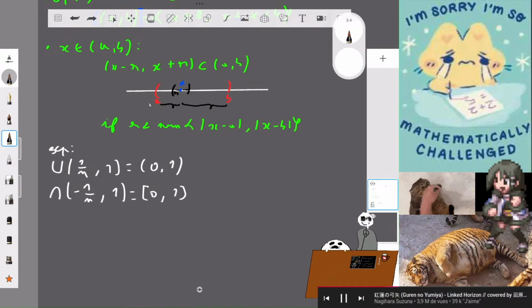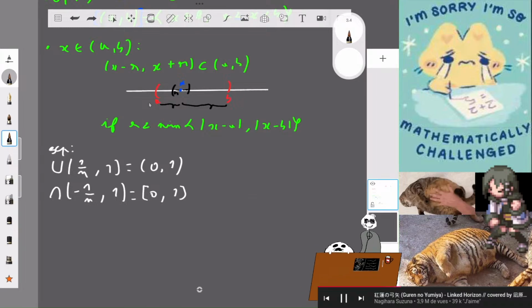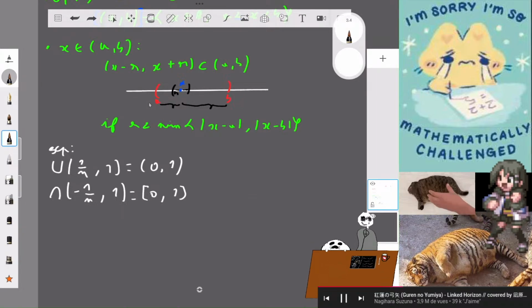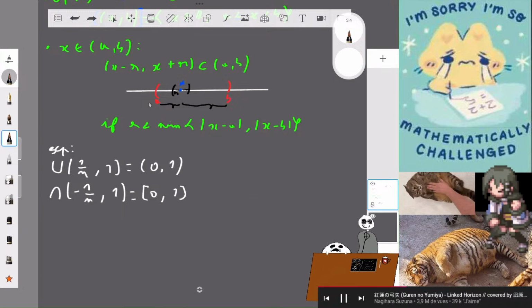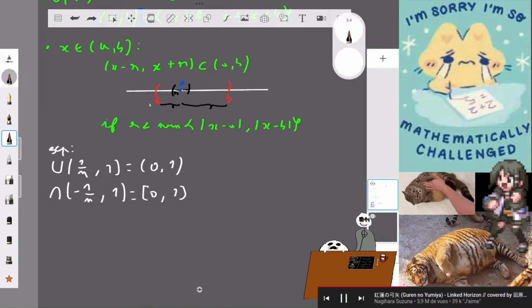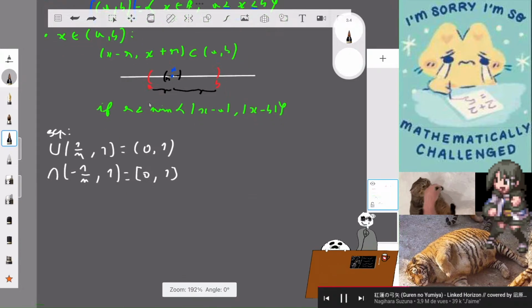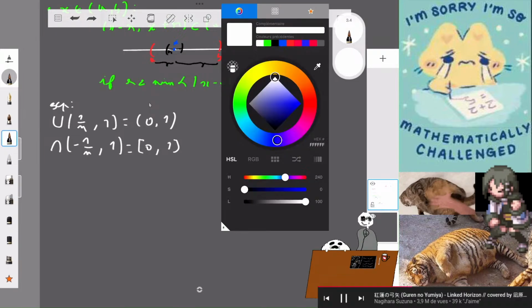So, for functions, we say that the image of an interval by a continuous function is an interval. Let's pick a red.